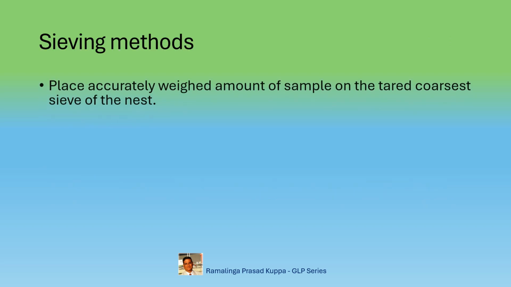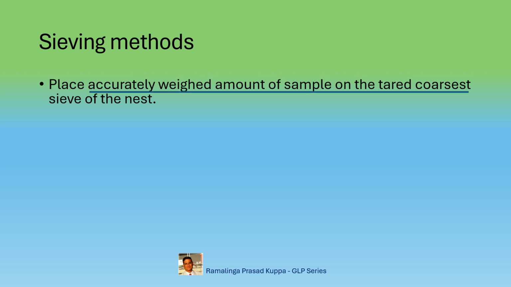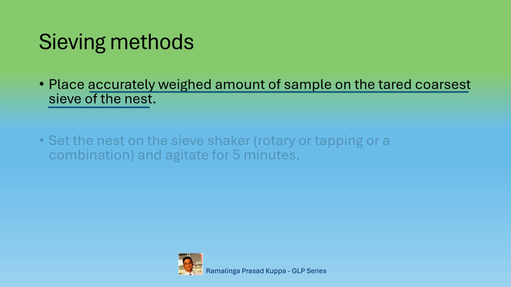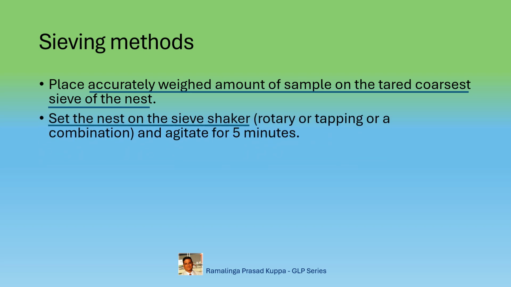Sieving methods. Place accurately weighed amount of sample on the tared coarsest sieve of the nest. Make sure that the sample does not pass through the mesh before setting in the nest. When weighing on coarser sieve, some amount of material may pass through the mesh even by a gentle vibration also. Set the nest on the sieve shaker, rotary or tapping or a combination, and agitate for 5 minutes. Carry out the test as recommended for 5 minutes.